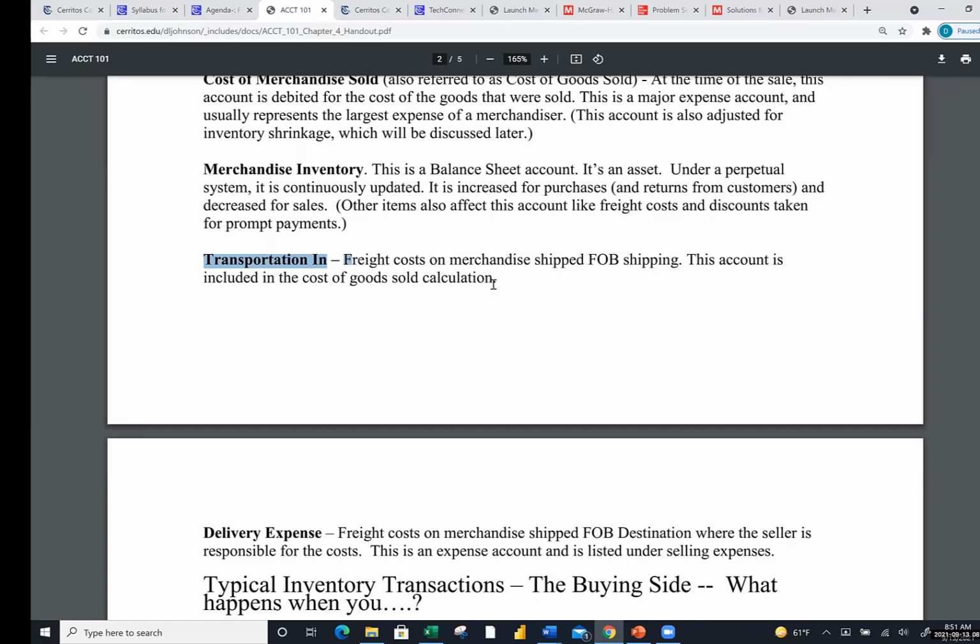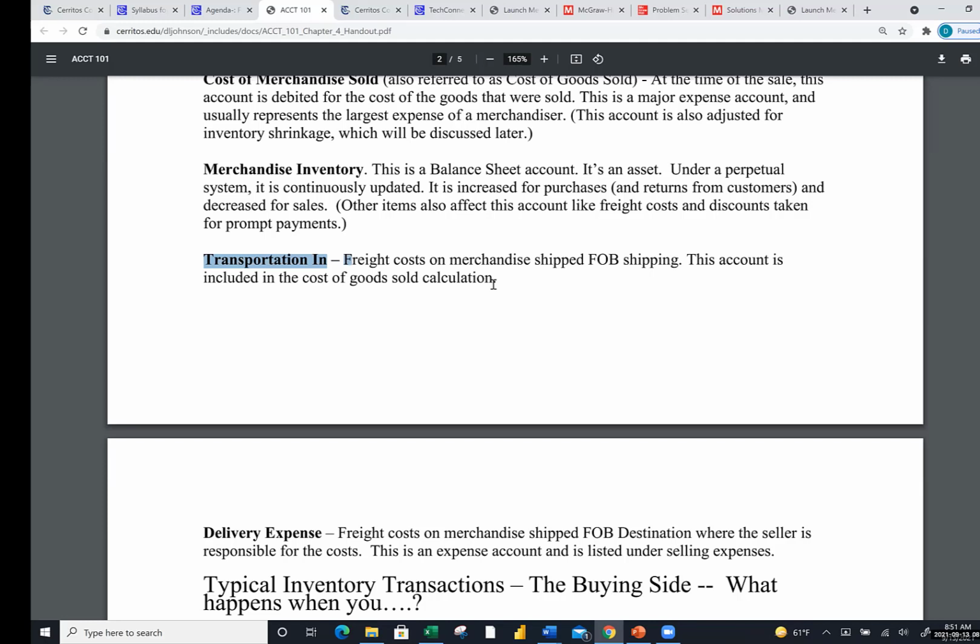Anytime that we are the buyer and we buy something FOB shipping, and we'll practice this in a little bit, you're not using the freight-in account anymore. You're going to be using merchandise inventory. Okay, so get that into your notes. Transportation-in costs make the merchandise inventory account go up.